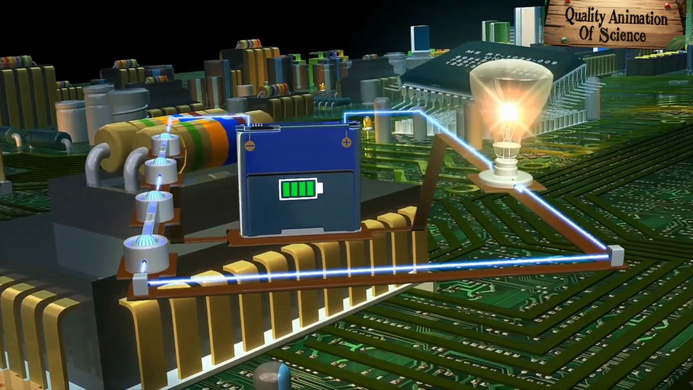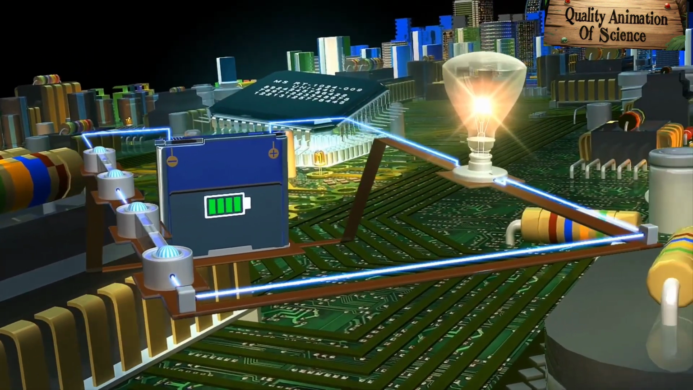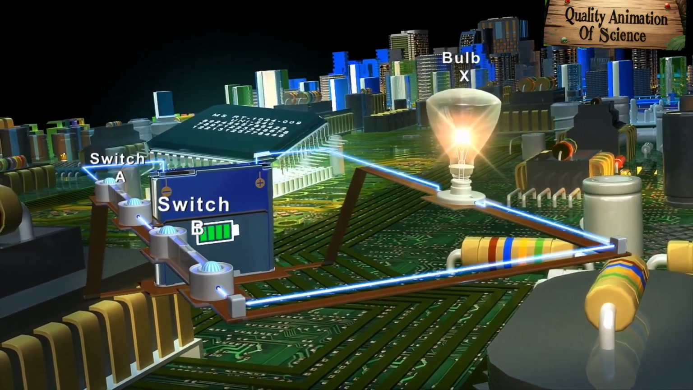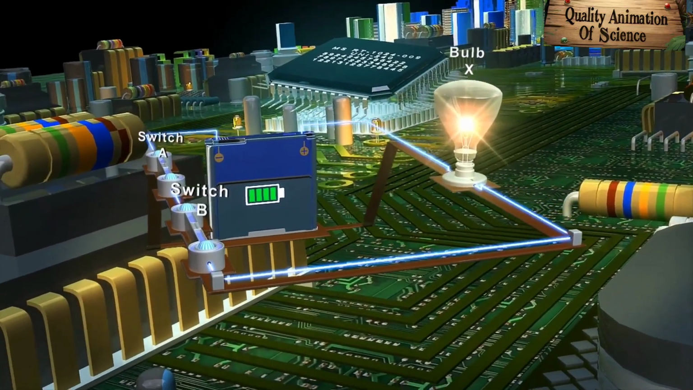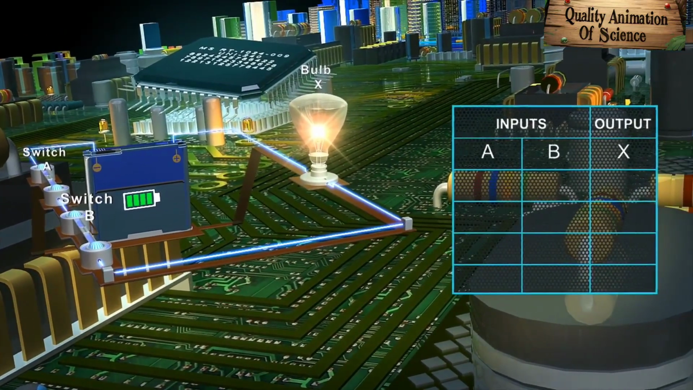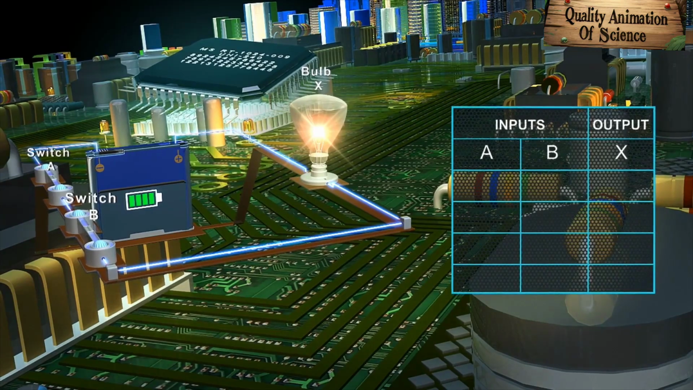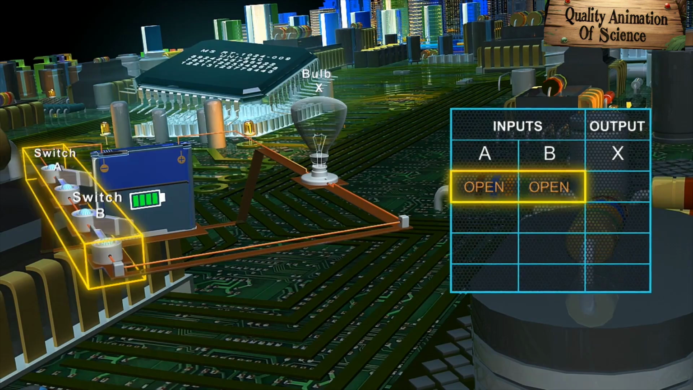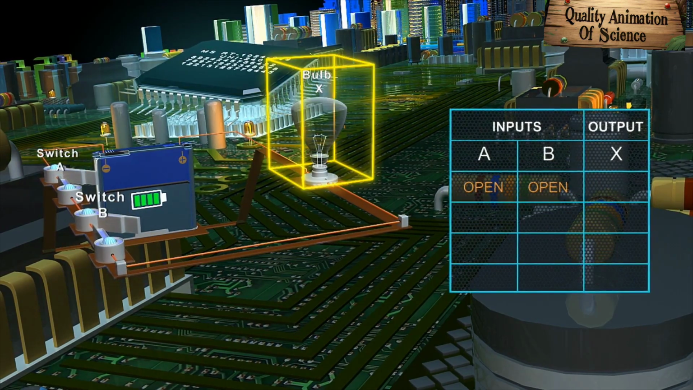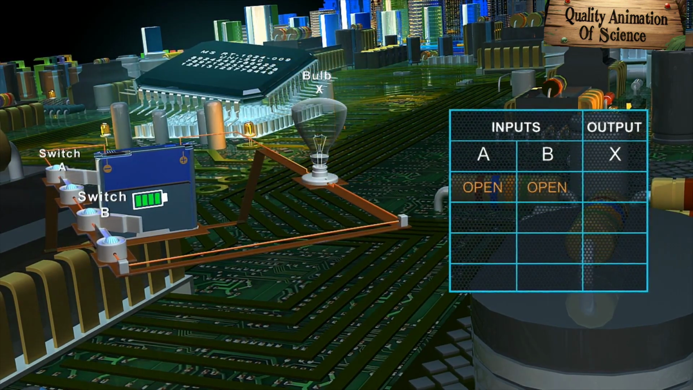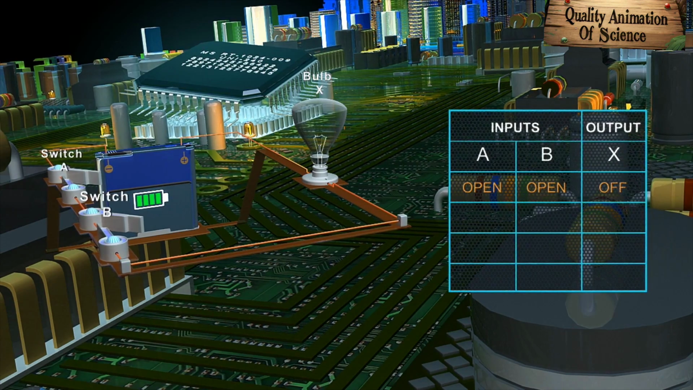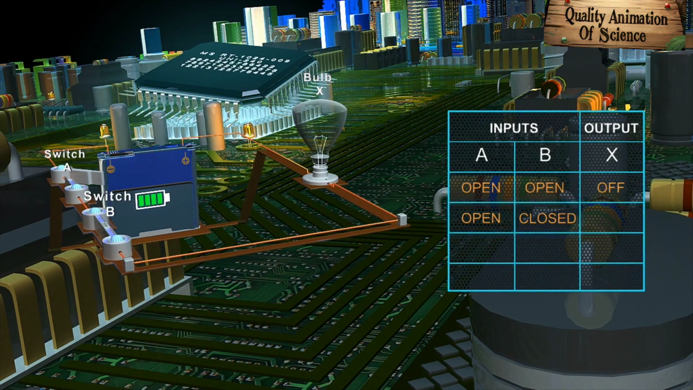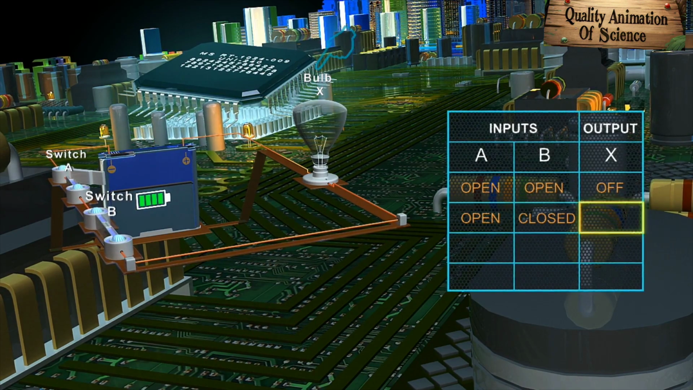To begin with, consider an electrical circuit consisting of two switches, A and B, a bulb X, and a battery, all connected in series. Let's examine the output of the bulb for all input states of the switches. When both the switches are open, the circuit is incomplete, hence no current passes through the bulb and it does not glow. When switch A is open and B is closed, again the circuit is incomplete and the bulb does not glow.